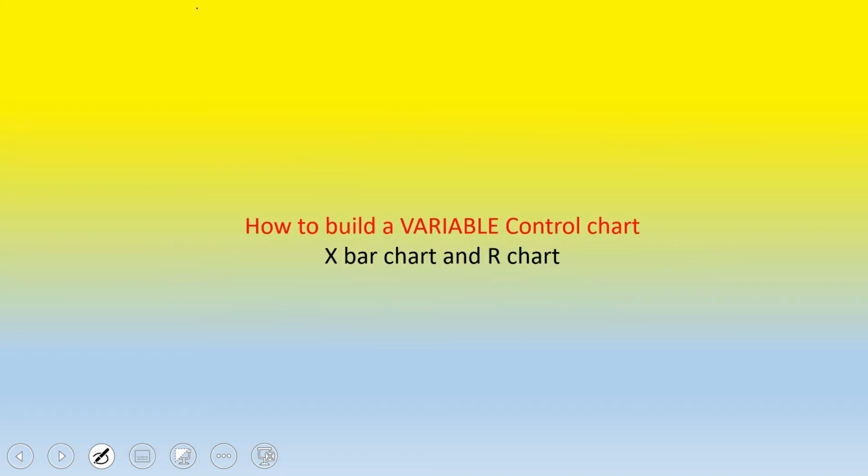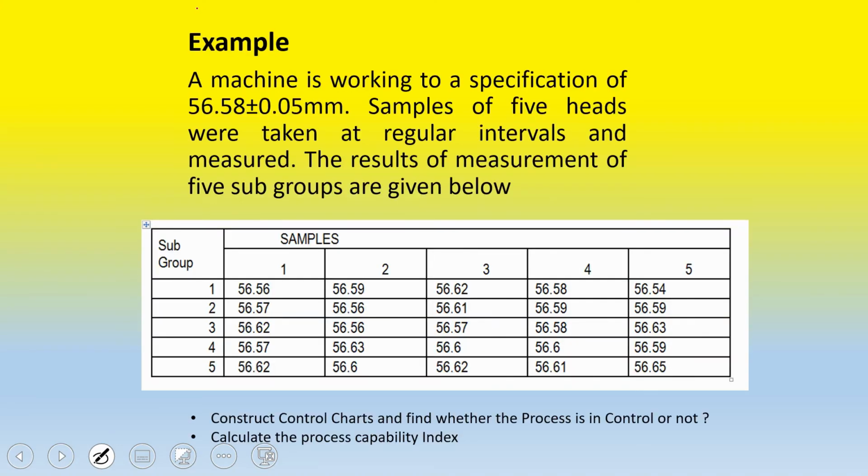How to build a variable control chart? Here we are going to concentrate on the X bar chart and R chart. The example is given like this. A machine is working to a specification of 56.58 plus or minus 0.05 mm. Samples of 5 heads were taken at regular intervals and measured. The result of measurement of 5 subgroups is given below.